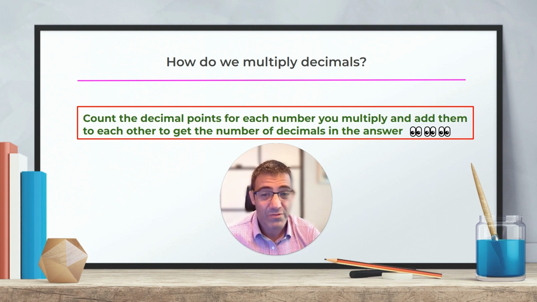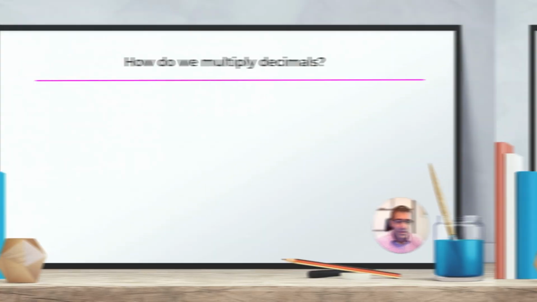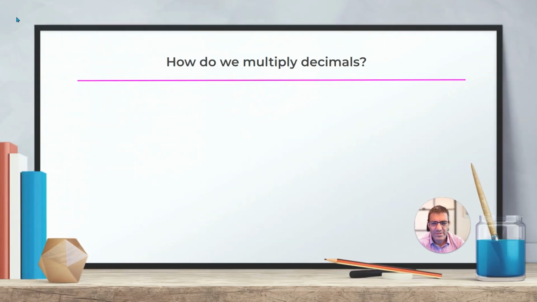That's right. So if one number has 2 decimal points and the next number has 3 decimal points, you do 2 plus 3 is 5, and that's the number of decimal points in your answer. So you need to count the decimal points and add them to each other. So let's try and see if we can work on some examples here.